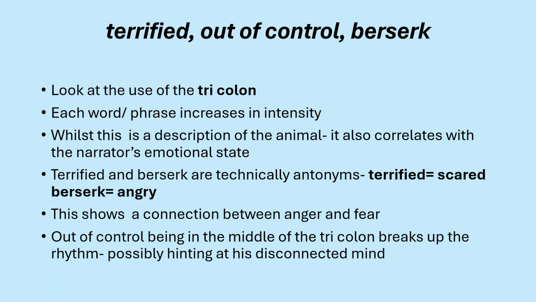So it's actually a description of the animal, but I said it also correlates with the narrator's emotional state. Whilst the ox is terrified, out of control, and feeling berserk, to an extent so is he. So you may say that it represents his own emotional psyche. Now, "terrified" and "berserk" are technically antonyms, meaning they're not synonyms of each other. They're quite different. Terrified equals scared, while berserk equals angry. But maybe what it's showing is this perplexed state he's in, and it shows that there is a connection between anger and fear.